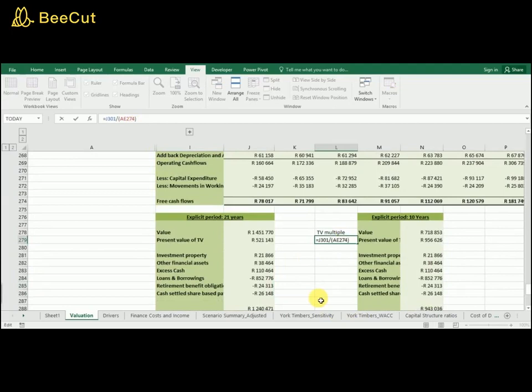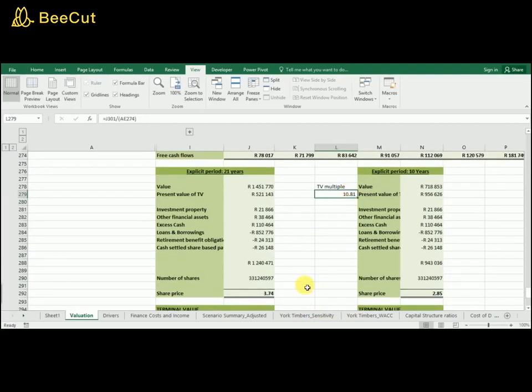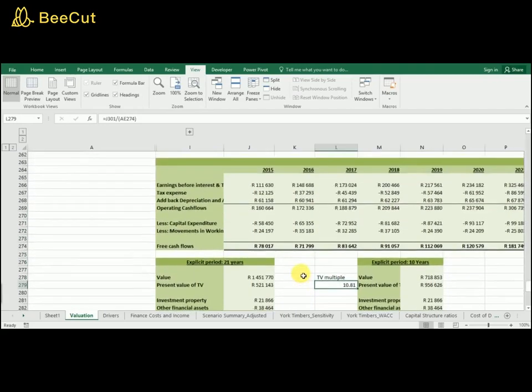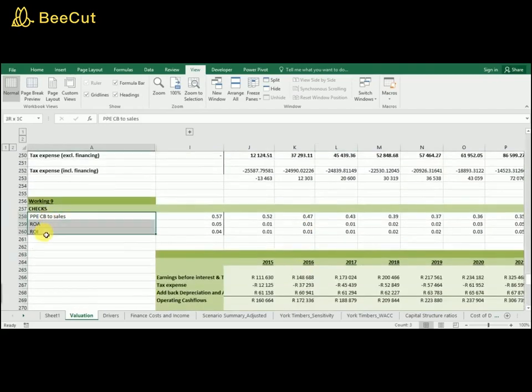In other words, what proportion or how big is my multiple in terms of the overall valuation of the share. And then I do other aspects and I do other checks. In other words, I look at my return on assets, my return on investments. If I see that these figures get too high, it would indicate that I've done something wrong in my calculations.